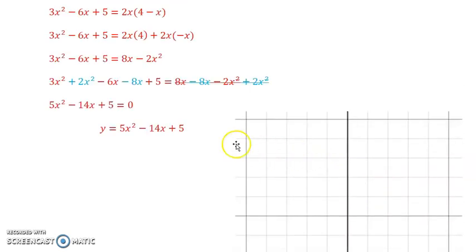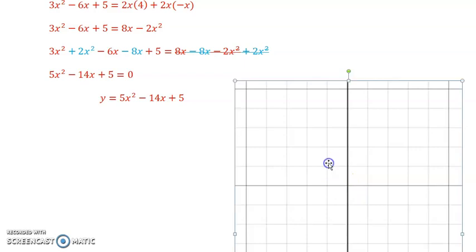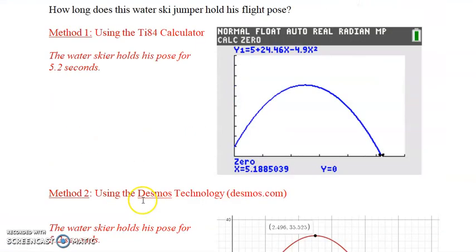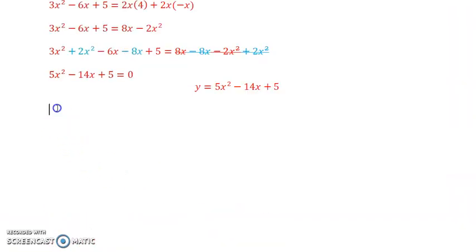So I'll do it in the graphing technology. I'll do it with Desmos so you see both. All right, so you have both methods. Okay? So method 1, just like we did last question, is using the TI-84 calculator. I'm going to do it step by step in the process. Obviously you're going to watch in class, but you can watch the video if you're absent as well.